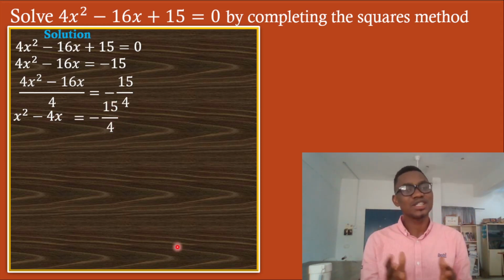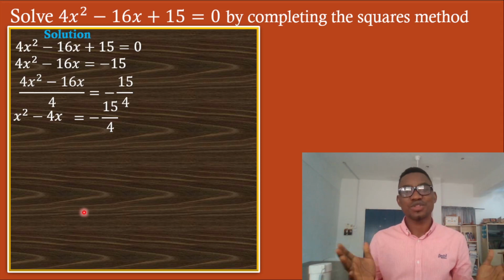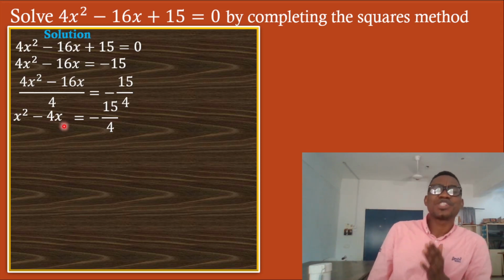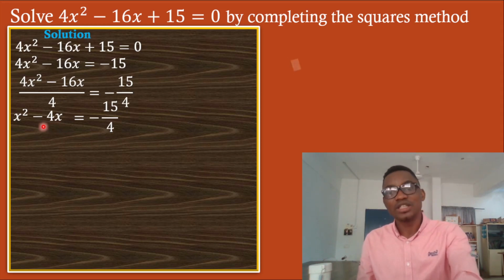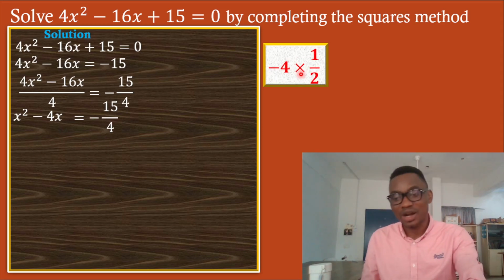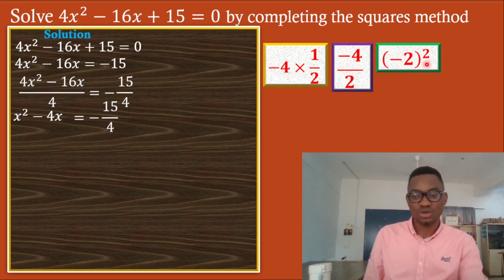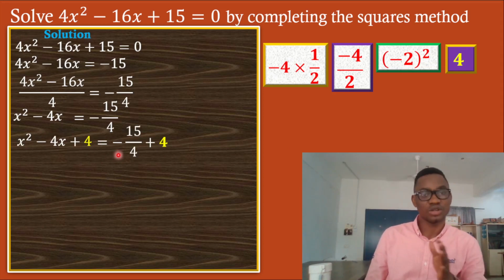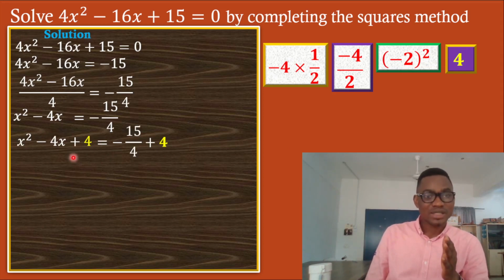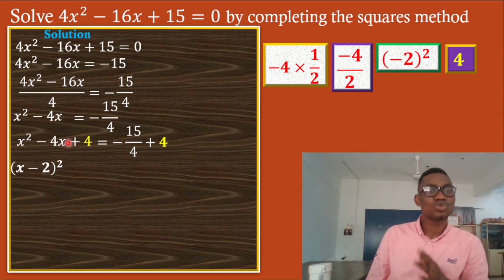All right, we proceed by making the left hand side a perfect square trinomial. How do we do that? We multiply the coefficient of x by what? Half. And as you can see, minus 4 is the coefficient of x. So we multiply it by half to get minus 4 over 2, which gives us minus 2. Then we square our result to get plus 4. Then we add plus 4 to both sides of the equation. As you can see, our left hand side has already become a perfect square trinomial, and we factorize the left hand side to get x minus 2 all squared.